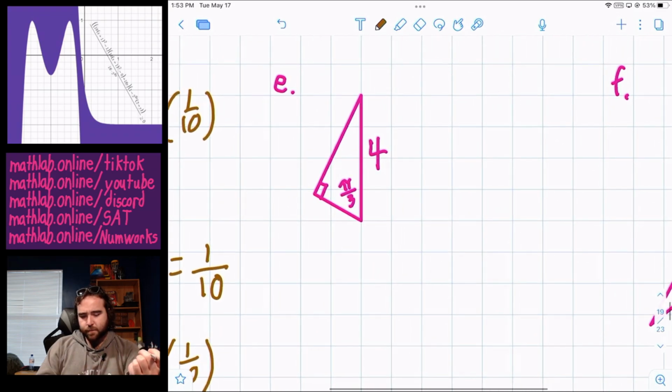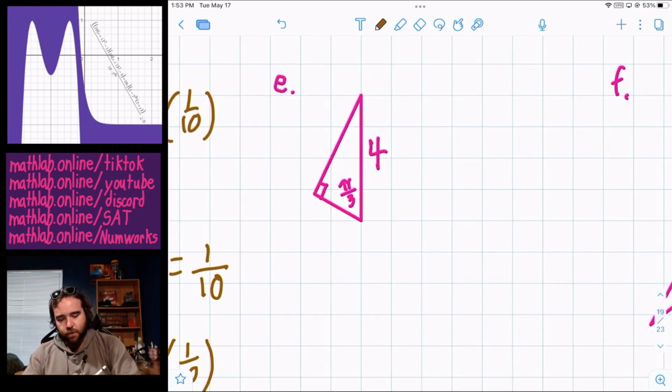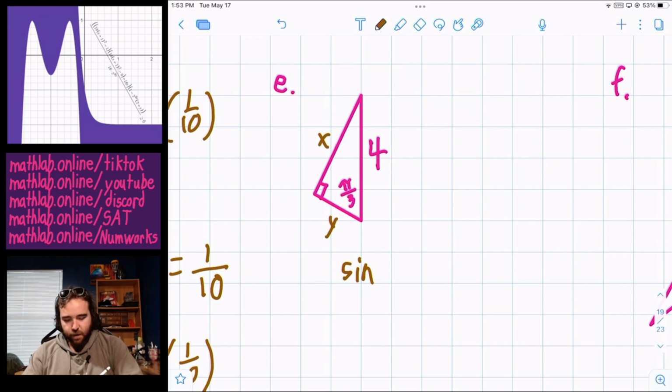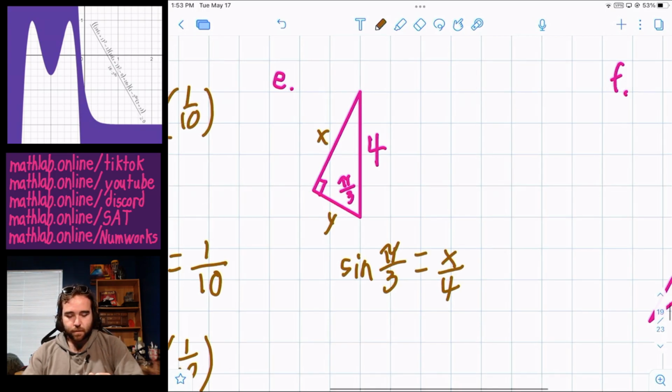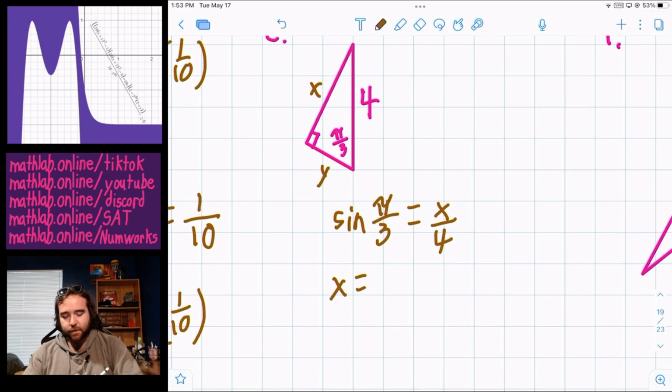All right, next one, pi over 3. So we'll do the sine. Hold on, I'm not even paying attention to what I'm doing. So let's see. We got x, we got y. So yeah, let's do the sine of x. No. The sine of pi over 3 is x over 4. So that means x is the sine, or multiply both sides by 4.